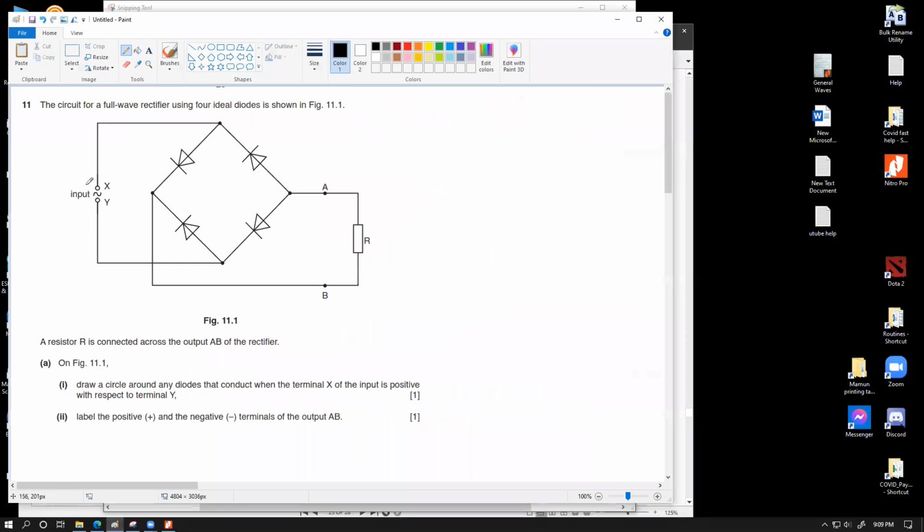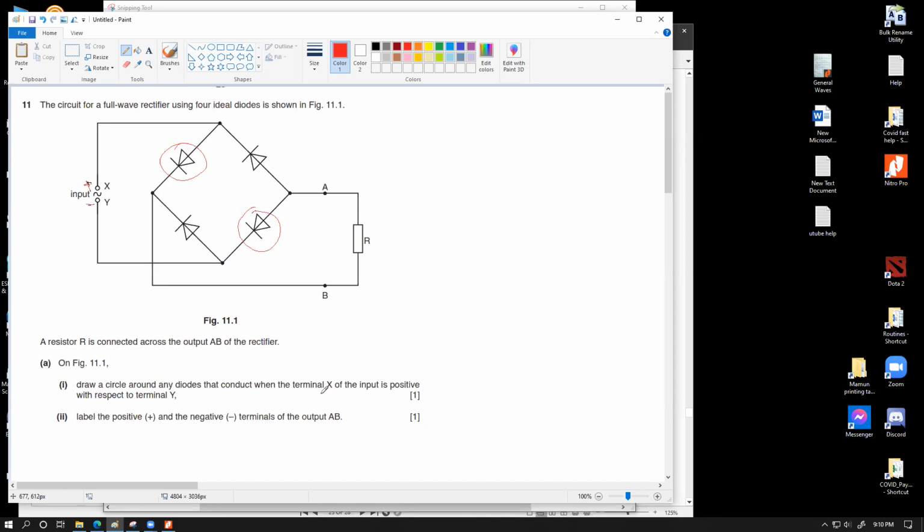So if X is positive with respect to Y, let me use red. If this is the situation, then current is going to come out over here. It cannot go down through this path. It will have to go here, so this is one of the circles. And if this is working, I know for a fact this will be working as well, because the parallel diodes work for one half cycle, and the other parallel diodes work for the other half cycle. So it comes down here, flows through here, and immediately comes over here, and then goes back to the supply.